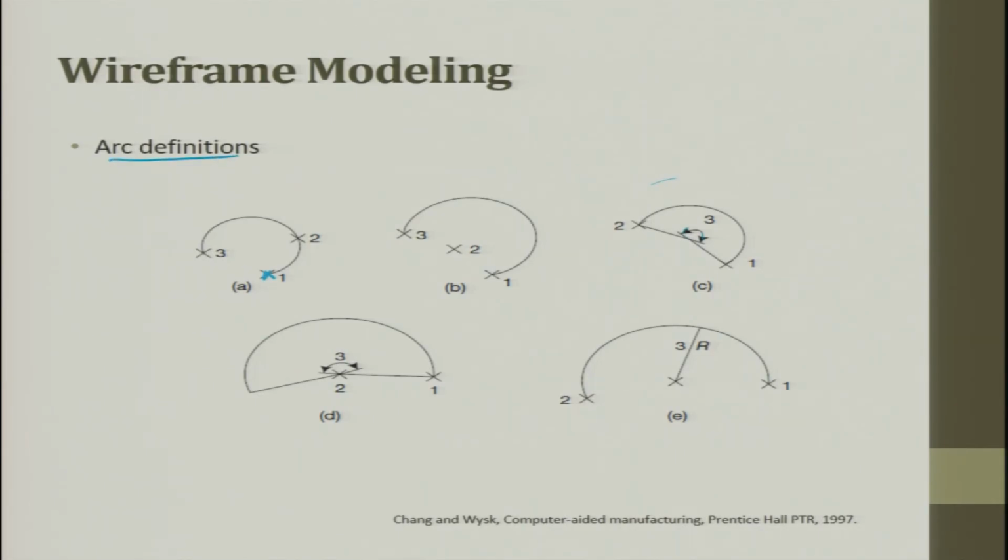So, then let us define an arc. Arc, I have already told you: start point, end point, midpoint, and then you can fix the center. You can also say start point, end point and the included angle, or start point, center point and the included angle, or I can say start point, end point and the radius. So, these are different ways of drawing an arc.